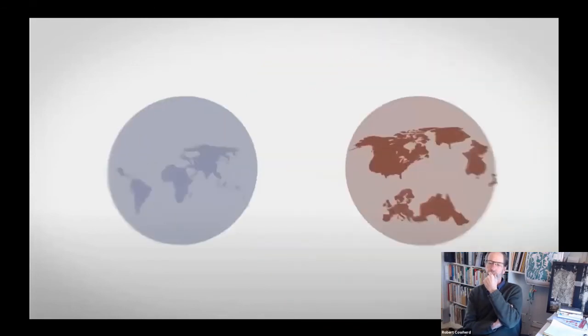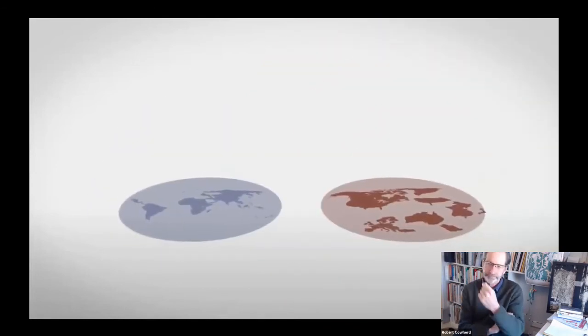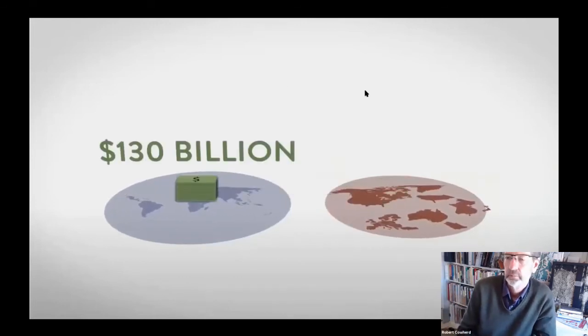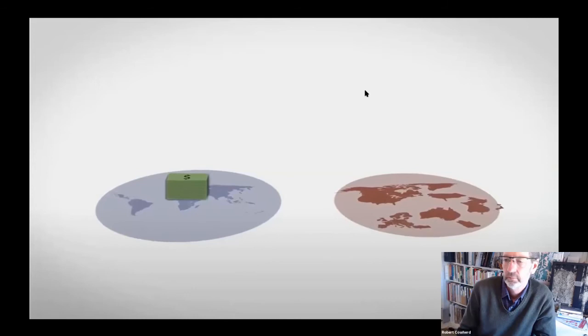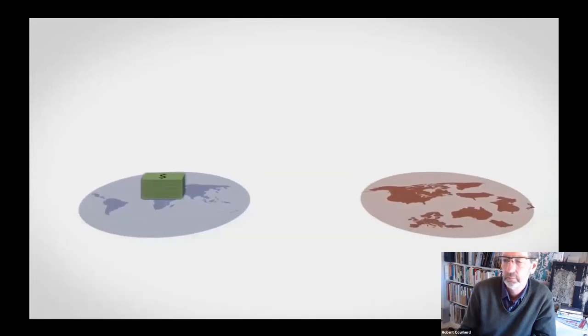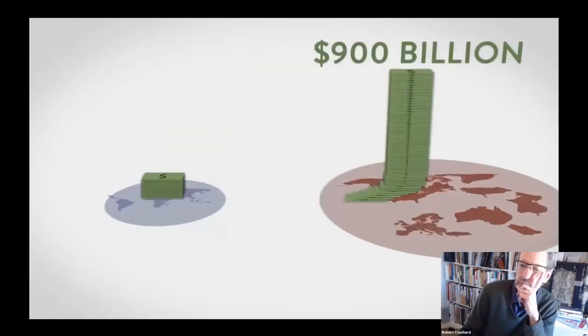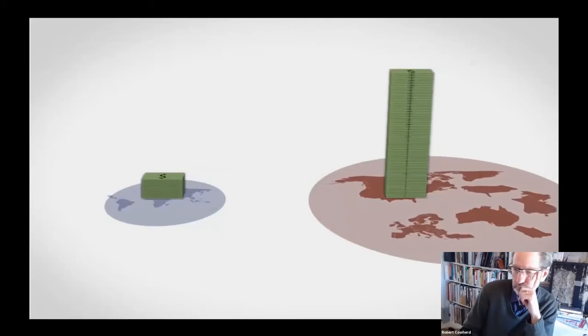Rich countries try to compensate for this by giving aid to poor countries, about $130 billion each year. That's a lot of money. So then why does the wealth gap keep getting bigger? One reason I found is that large corporations are taking more than $900 billion out of poor countries each year through a form of tax avoidance called trade mispricing.